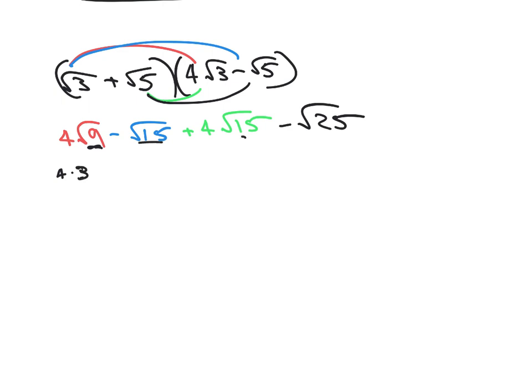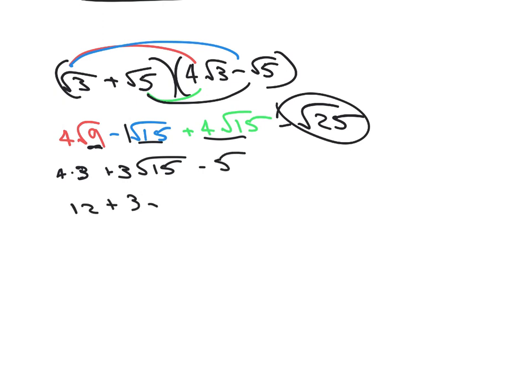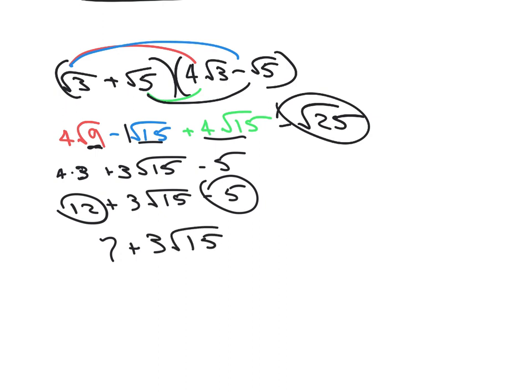square root of 15, 4 square root of 15. So this is negative 1 square root of 15 plus 4. That's plus 3 square root of 15. Negative 1 plus 4. Minus square root of 25, which is 5. So I have 12 plus 3 square root of 15 minus 5. I combine these two, and I get 7 plus 3 square root of 15. The square root of 15 cannot be reduced, and therefore I am done and ready for example 4.